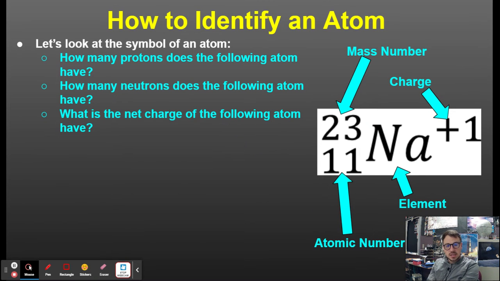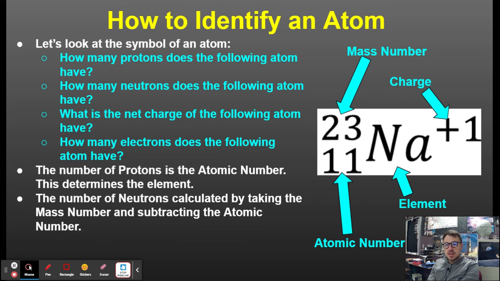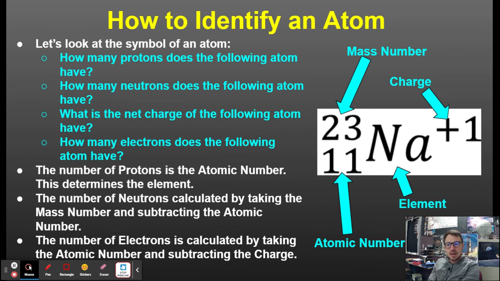All I have to do is take the atomic number minus the charge. That's how you get the number of electrons. So to determine the number of protons, it's just the atomic number. That's what determines the element. The number of neutrons is calculated by taking the mass number and subtracting the atomic number. Now, the number of electrons is calculated by taking the atomic number and subtracting the charge. So this is how you can find that.